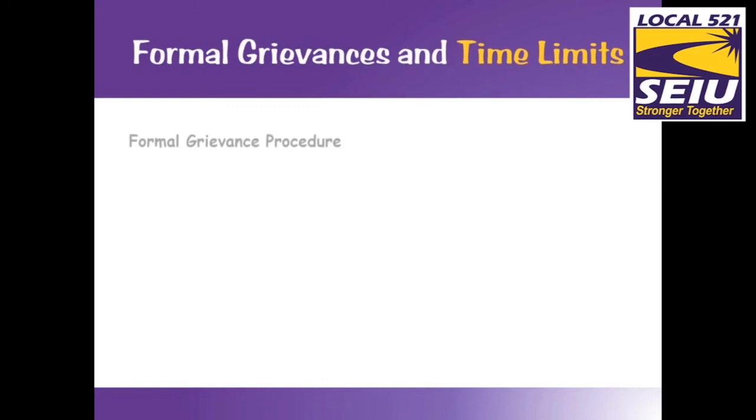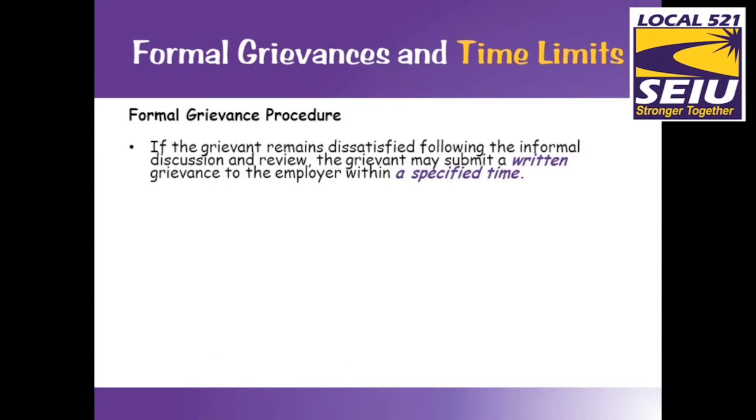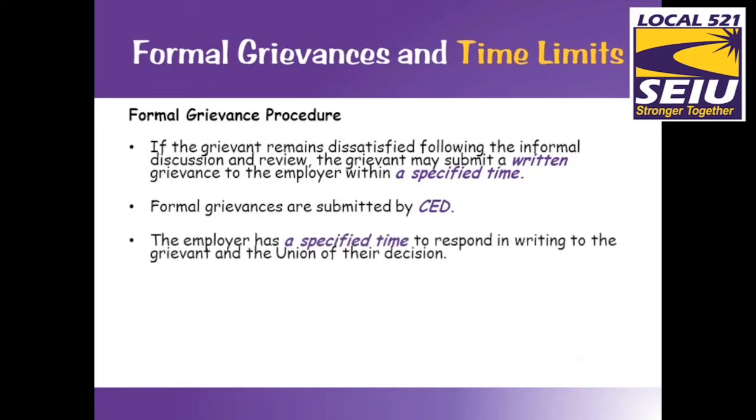Formal grievances and time limits. If the grievant remains dissatisfied following the informal discussion and review, the grievant may submit a written grievance to the employer within a specified time. Formal grievances are submitted by CED. The employer has a specified time to respond in writing to the grievant and the union of their decision.